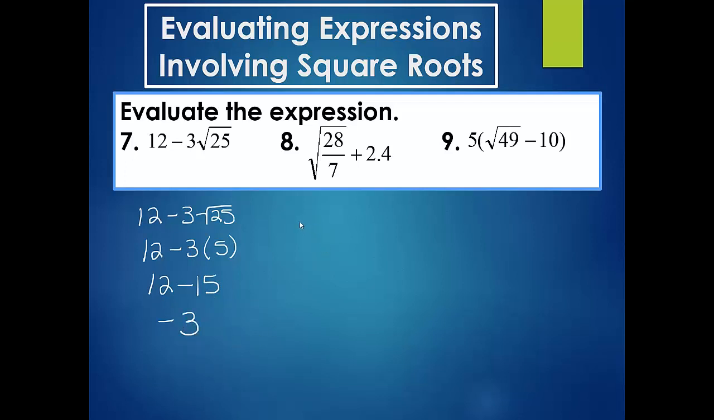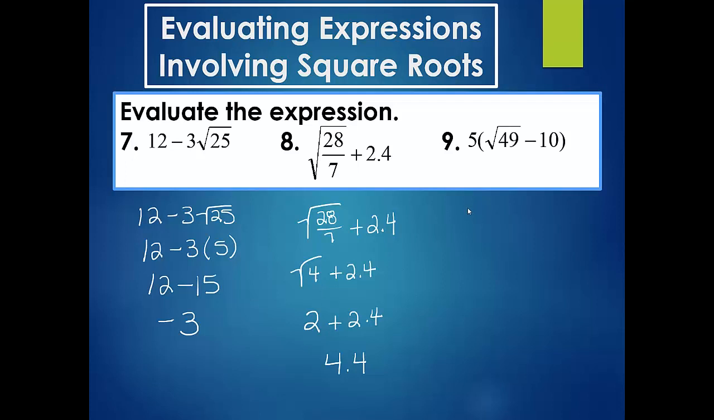For number 8, we have the square root of 28/7 plus 2 and 4/10. 28/7 is the same thing as 4. So we can change this to the square root of 4 plus 2 and 4/10. 4 is the same thing as 2 squared. So the square root of 2 squared would just be 2, where the square root of 4 equals 2. So 2 plus 2 and 4/10. And when we add this up, we're going to get 4 and 4/10.